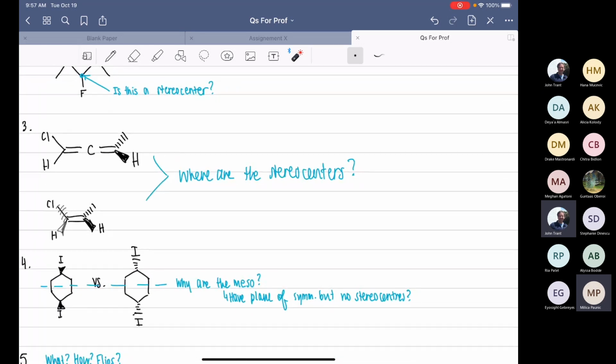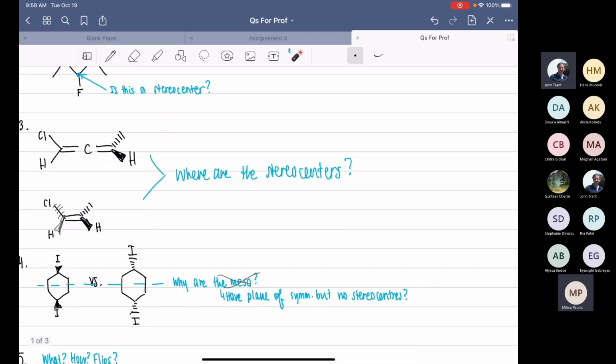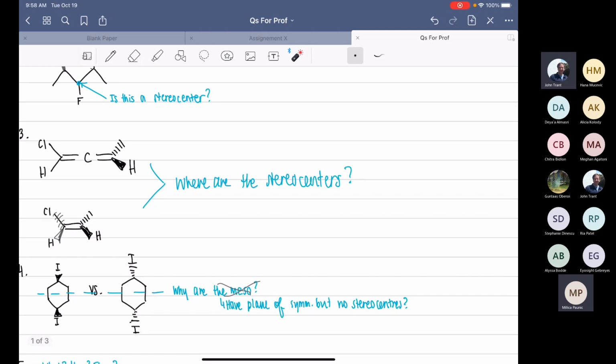Okay, this one I saw in a video. I'm just making sure that these two have an internal plane, but there's no stereocenters. So are they meso compounds? No, they're not meso compounds because they don't have any stereocenters. Okay. And that is to be a meso compound, you need to have stereocenters. You need to be able to assign R and S. You cannot assign R and S to those carbons.